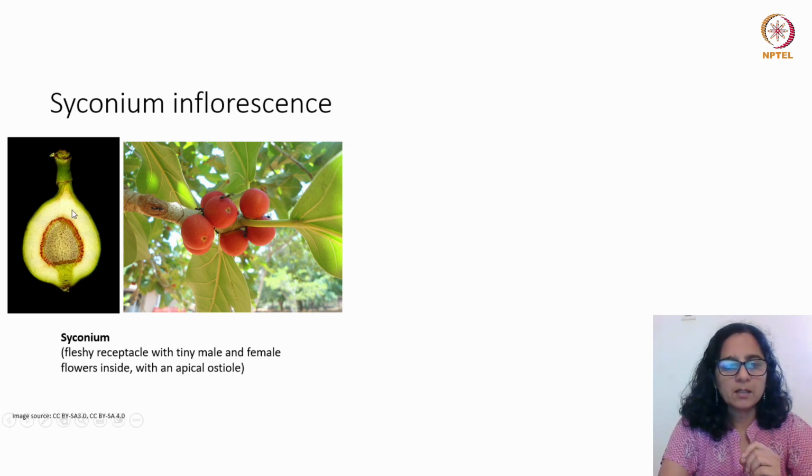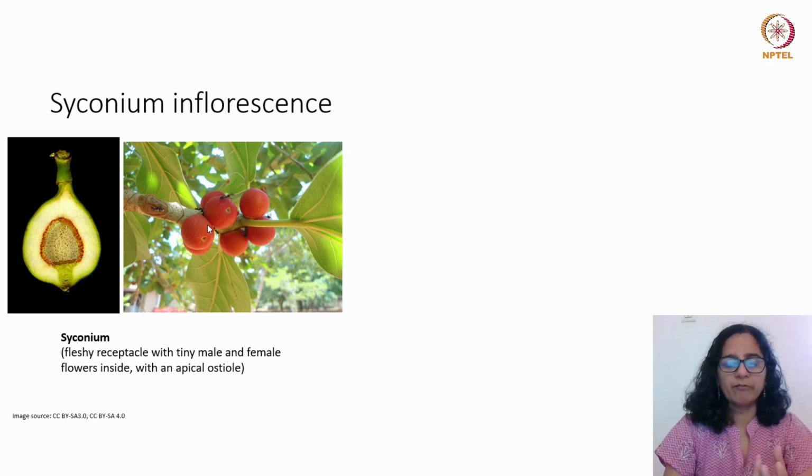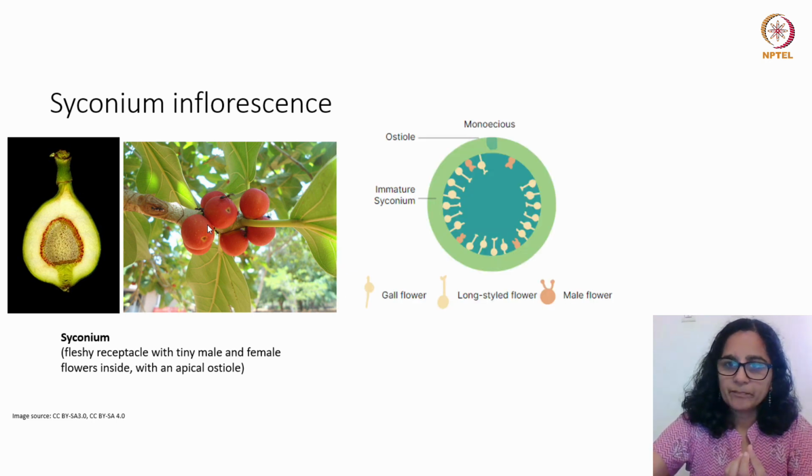So this is a raw fig fruit cut open, and this is a ripe fig fruit. The whole thing is actually an inflorescence. These are a bunch of flowers sitting inside a receptacle, but we call it a fig fruit, though it's actually an inflorescence. Okay, so let's look at it more schematically.